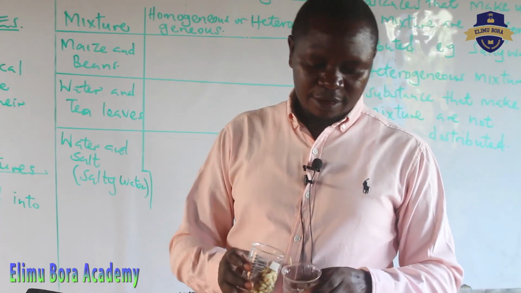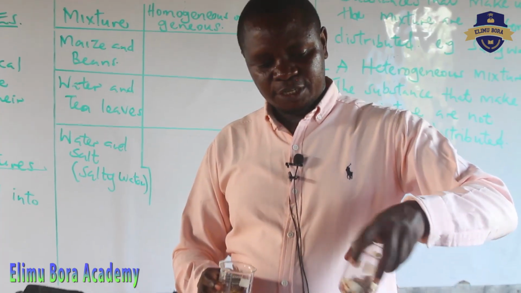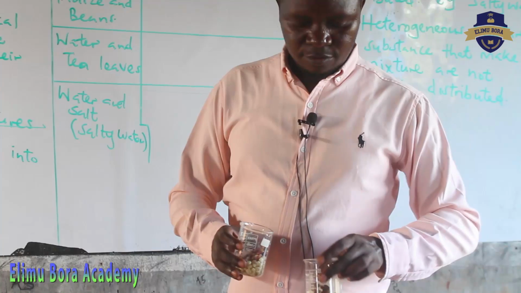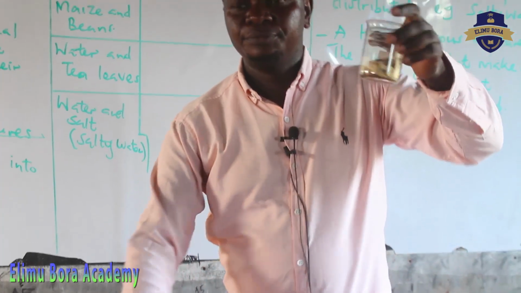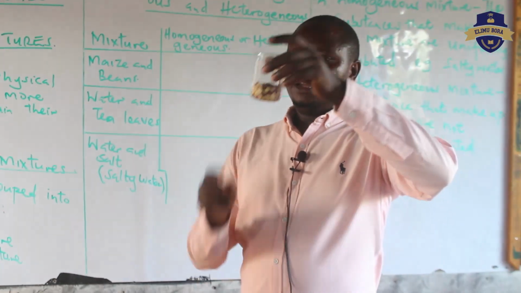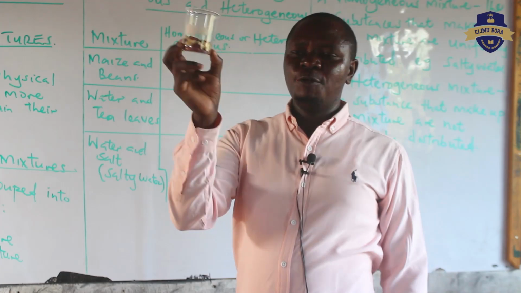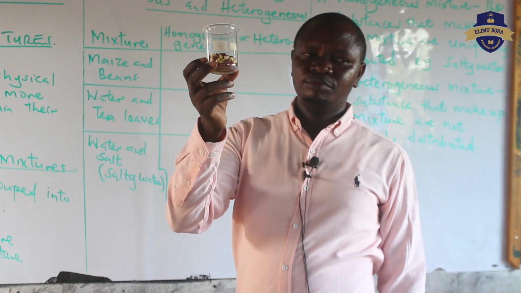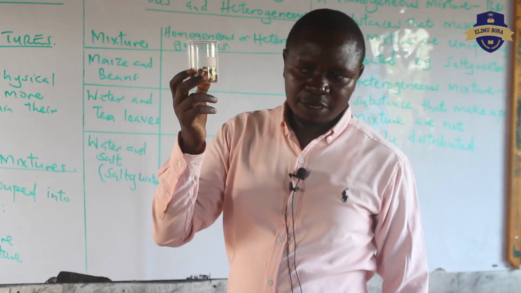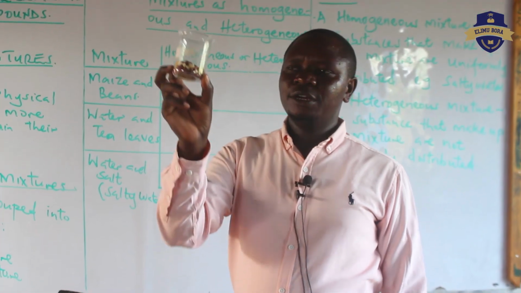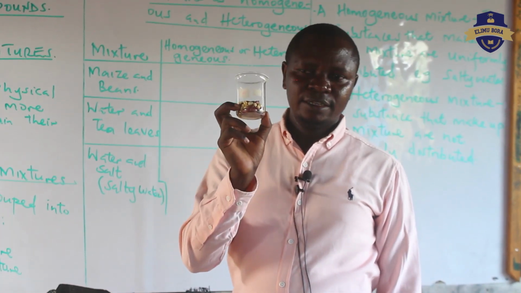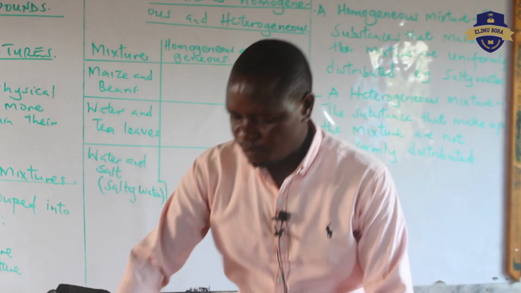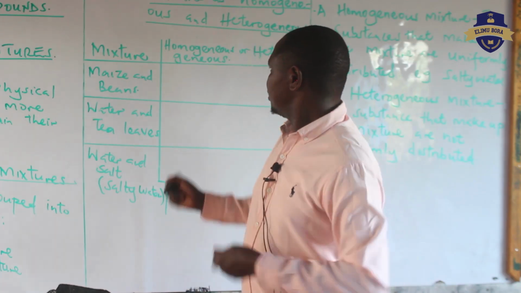So what happened? Okay, I can just also shake. What can you see? The mixture is not forming what? Uniform. The particles are not uniformly distributed, isn't it? So to classify as heterogeneous. Good. So this one is heterogeneous.